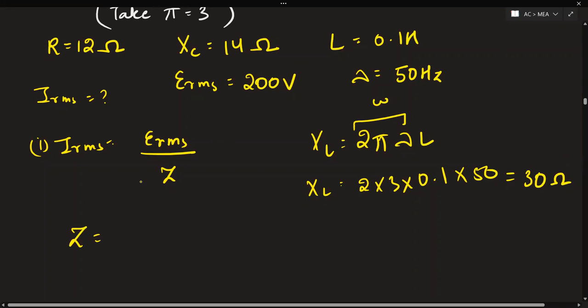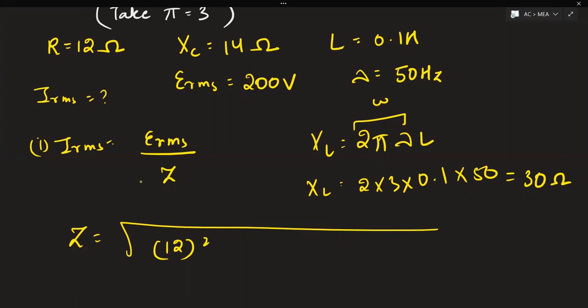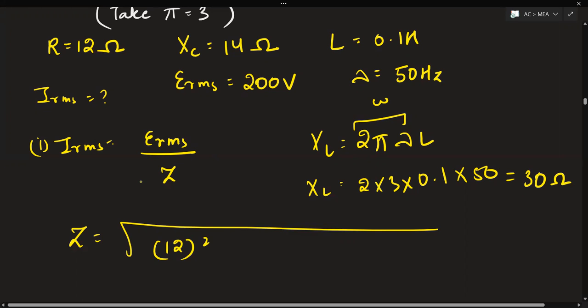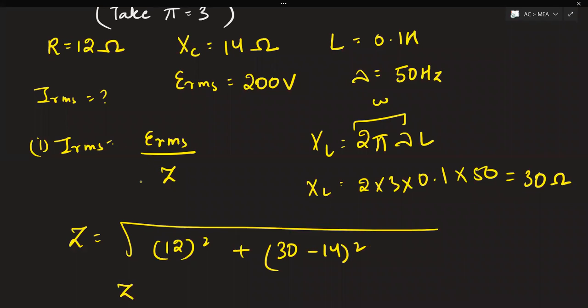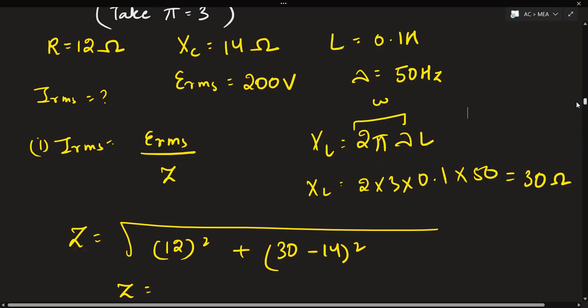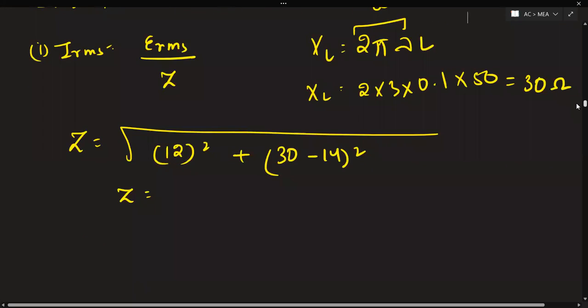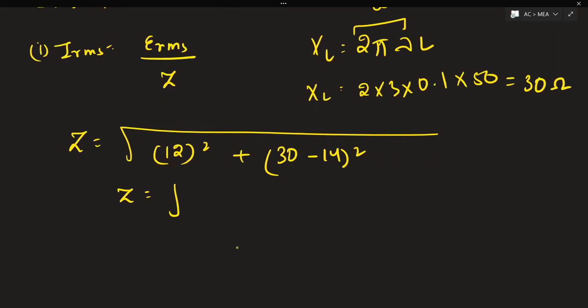Now the value of Z. Formula is under root R square. R square means 12 square. XC is 14, XL is 30. So I'll prefer 30 minus 14, that is XL minus XC whole square. So Z becomes under root 144, and you'll add 256. That is 400. Yes, it should be 400. That's why we'll get 20. So we'll get 20 ohms as the value of Z.